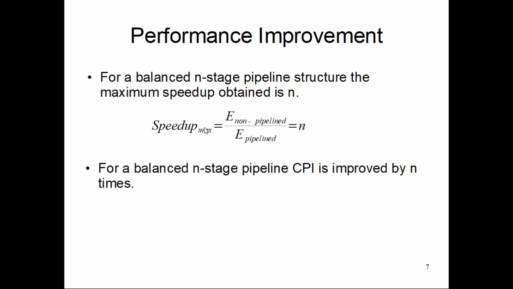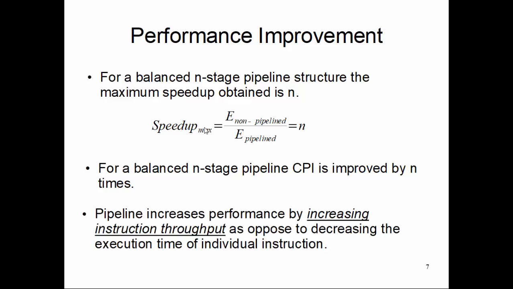So a perfectly balanced n-stage pipeline means there is no such hazard, and we're assuming we can perfectly overlap the instruction execution stages one over another, so that we can gain a speedup of n times. However, n is a theoretical maximum limit for a pipeline's performance improvement.